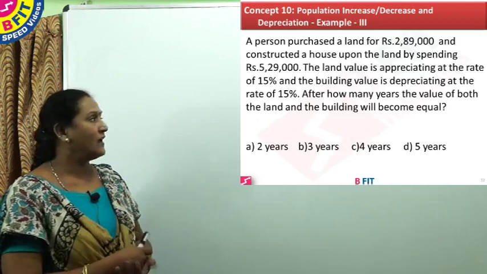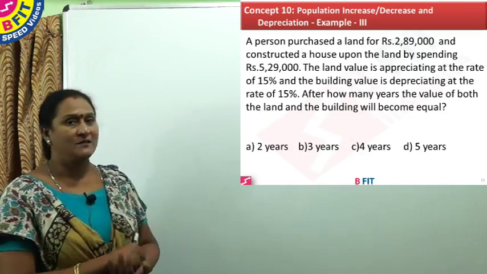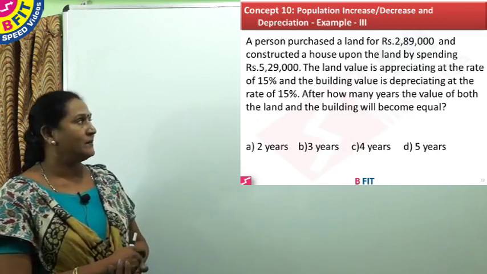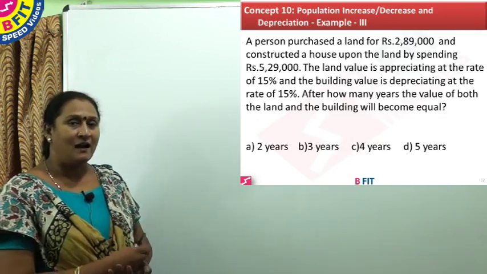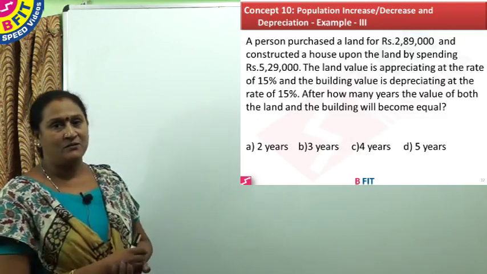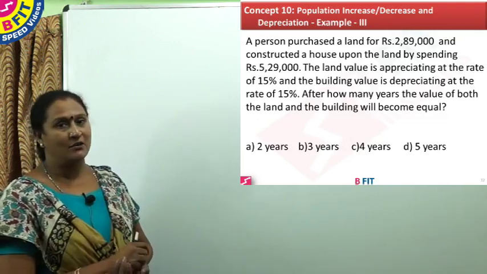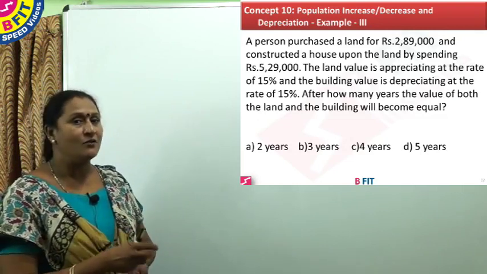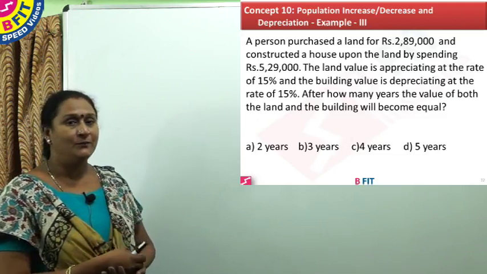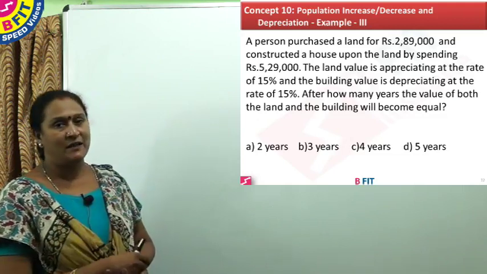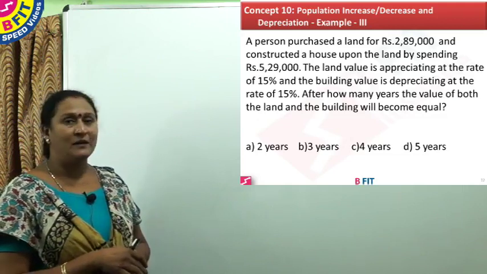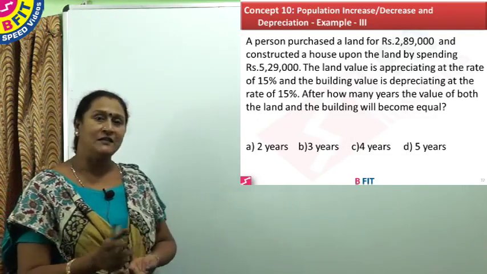So here we have a question where both the concepts are there: the appreciating concept and the depreciating concept. The person buys a land and the land value every year appreciates by 15%. The land value is 2,89,000 and he builds a house worth 5,29,000, and this house value every year depreciates by the same 15%. So after how many years will both become equal? We'll see the working.